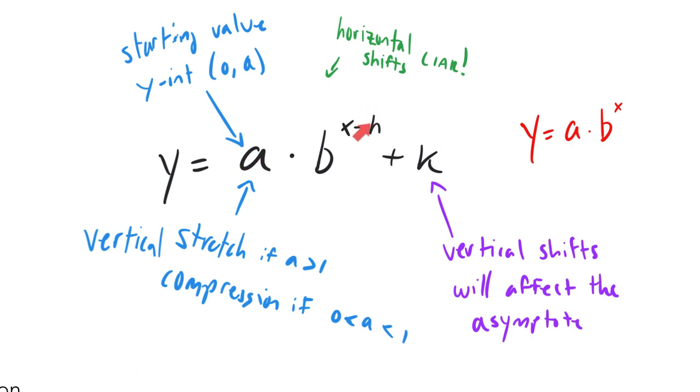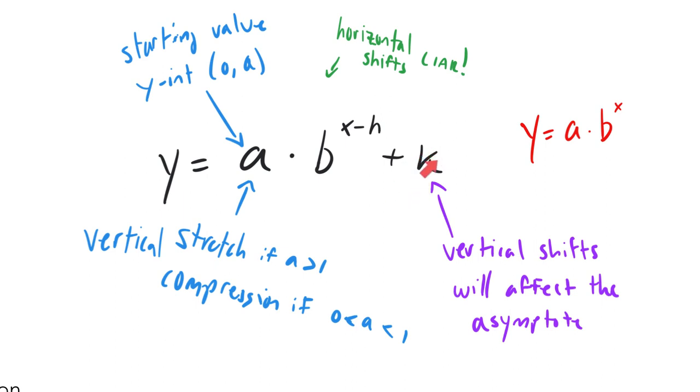And then h would represent our horizontal shifts. Remember that one's a liar, so if it says plus 2, that's actually going to move it to the left 2. If it said minus 3, it would actually move to the right 3. These are pretty hard to see on the graph when we do those, but we can identify them pretty easily visually in the equation. And then k represents the vertical shifts.